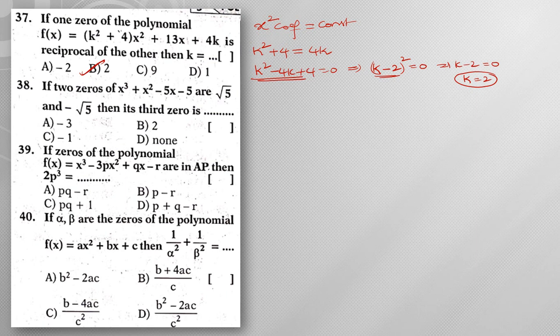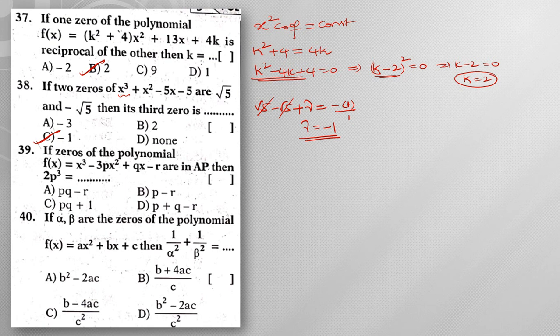Next, if two zeros of this particular cubic polynomial are root 5 and minus root 5, then what is its third zero? We already know the formula: since we are considering the sum of zeros, it is equal to minus x square coefficient, that is nothing but minus 1 by 1. So minus root 5 plus root 5 gets cancelled. So clearly gamma is equal to minus 1 is my answer. Then the third zero is minus 1.